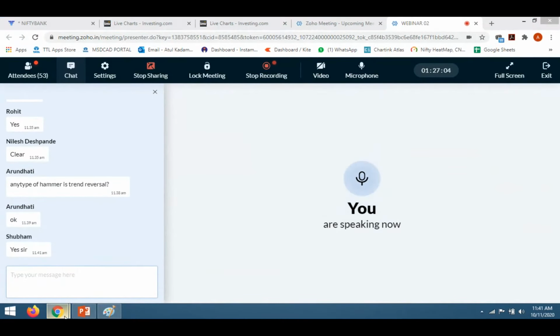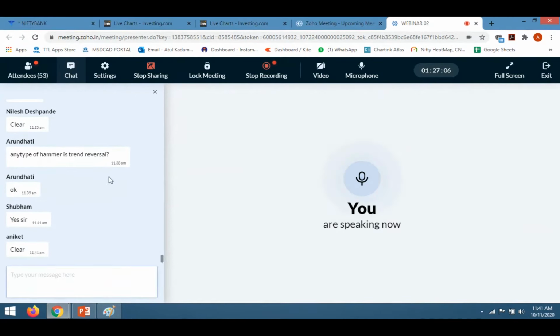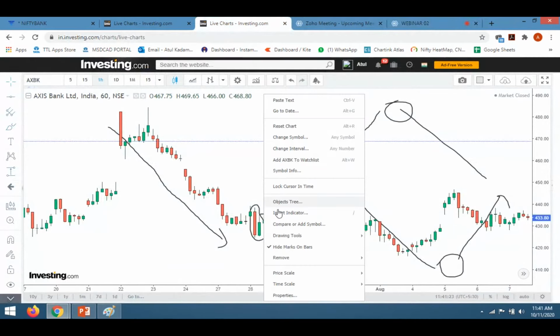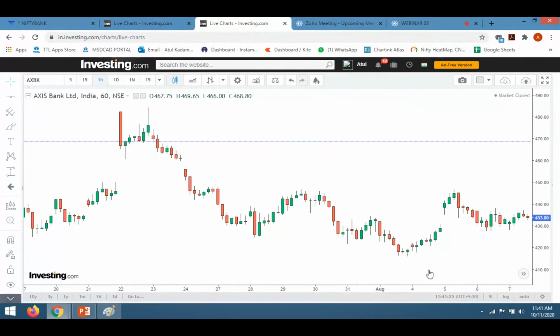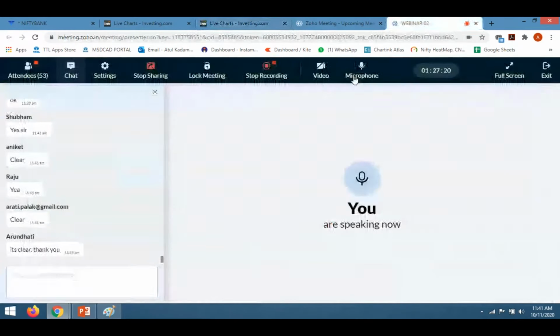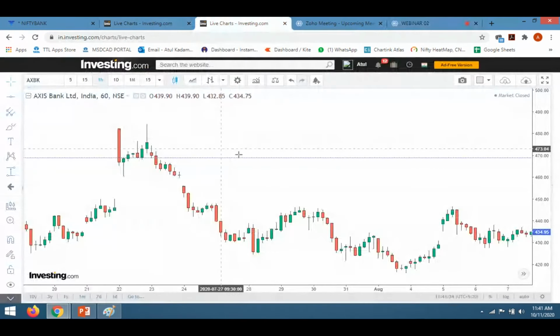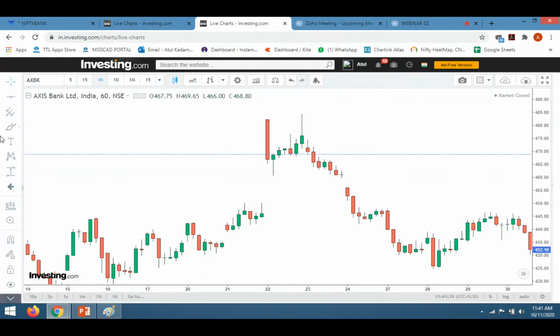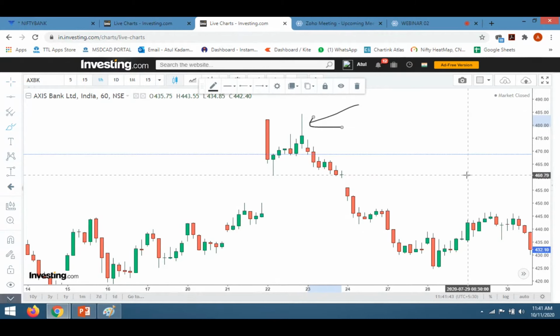Okay. So we'll see in a chart how to use doji and hammer, and which hammer is to be considered and which is not. Yeah, Arundhati, no issue. So if you see here, let me tell you. Sushant, what is this? This is an inverted hammer.